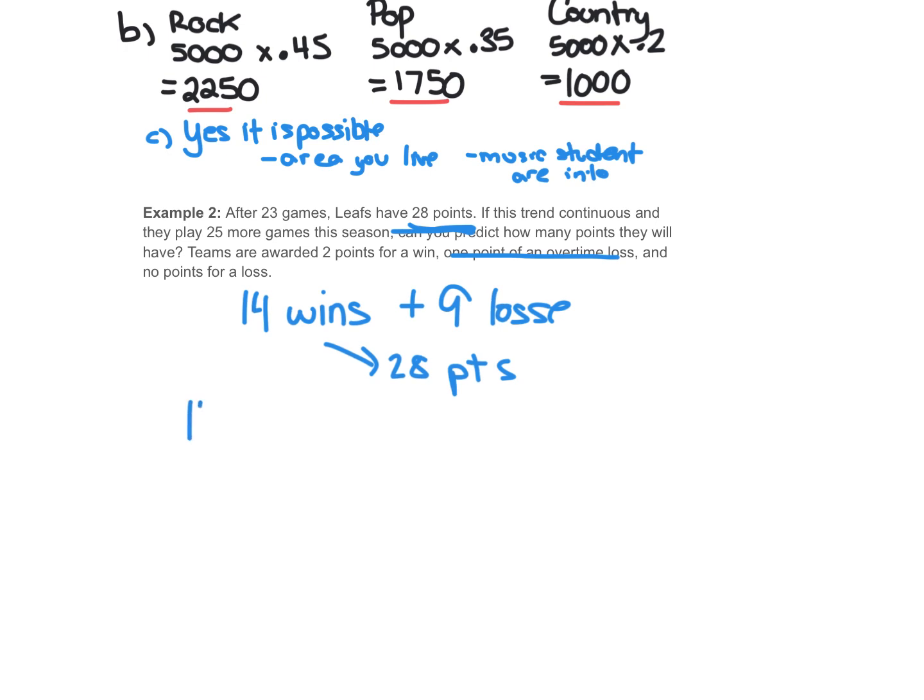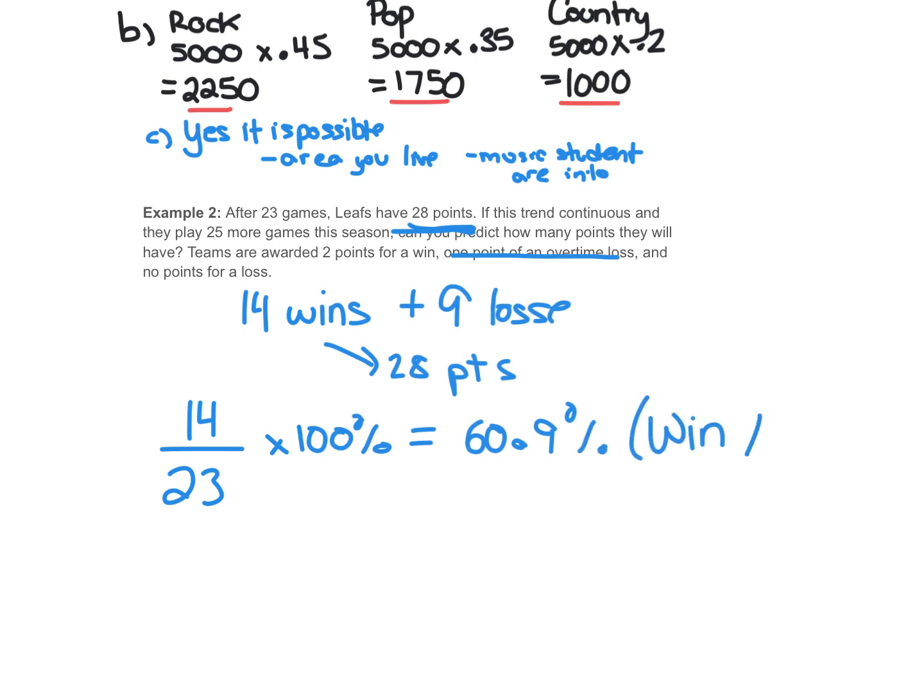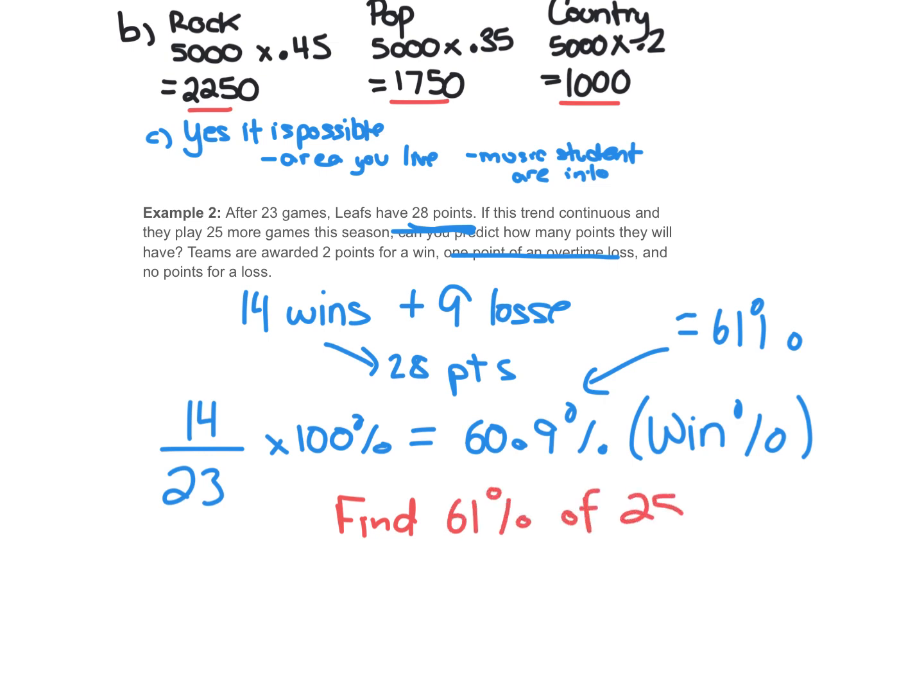So what we're saying is out of 23 games, they won 14, times 100%. So their percentage of winning is 60.9%. That's what we call the win percentage, and you've probably heard those terms before on sports networks as well. So I would round that to approximately 61%. What we want to do next is find 61% of the next 25 games.